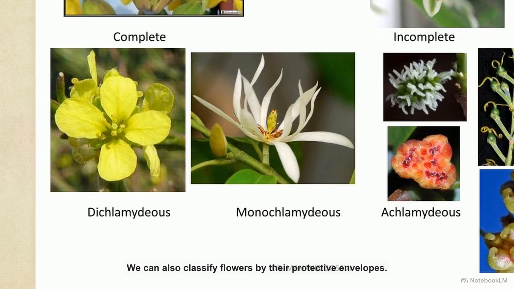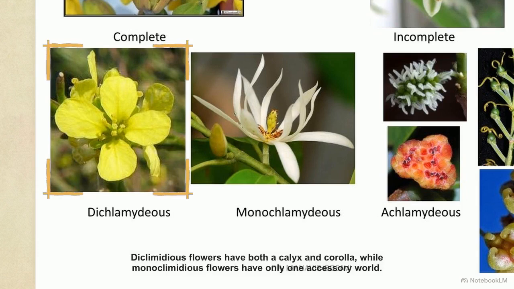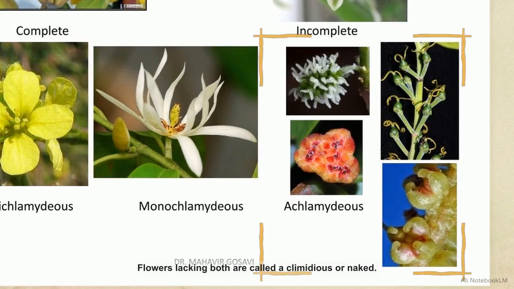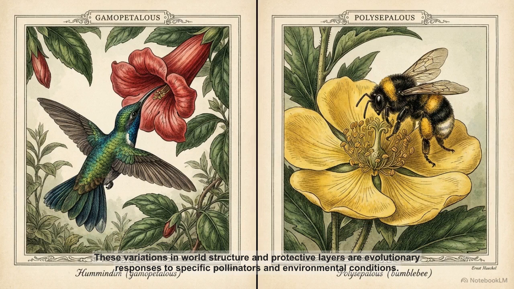We can also classify flowers by their protective envelopes. Dichlamydious flowers have both a calyx and corolla, while monochlamydious flowers have only one accessory whorl. Flowers lacking both are called achlamydious or naked. These variations in whorl structure and protective layers are evolutionary responses to specific pollinators and environmental conditions.